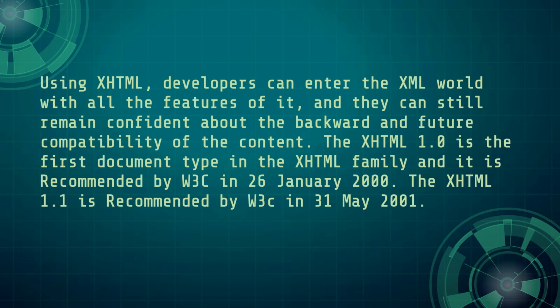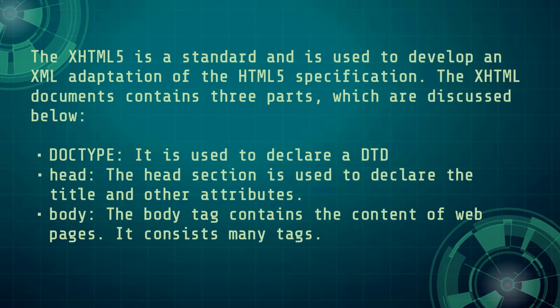Using XHTML, developers can enter the XML world with all its features, and they can still remain confident about the backward and future compatibility of the content. XHTML 1.0 is the first document type in the XHTML family, and it was recommended by W3C on 26 January 2000. XHTML 1.1 was recommended by W3C on 31st May 2001. XHTML5 is a standard used to develop an XML adaptation of the HTML5 specification.